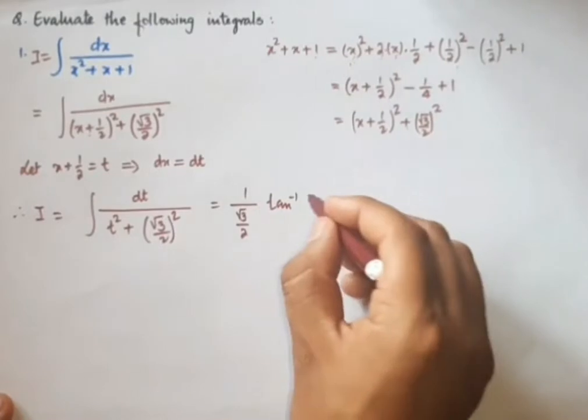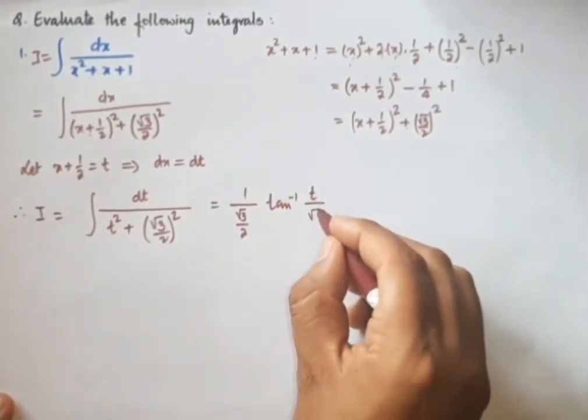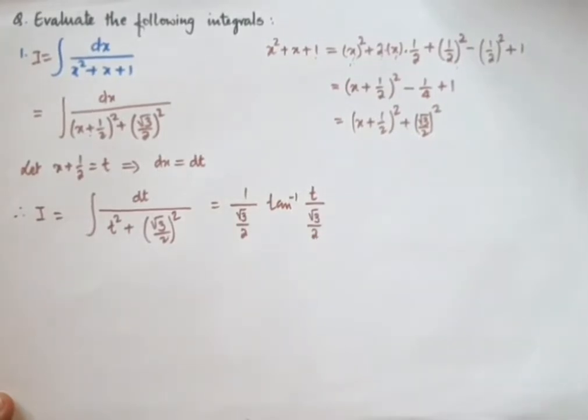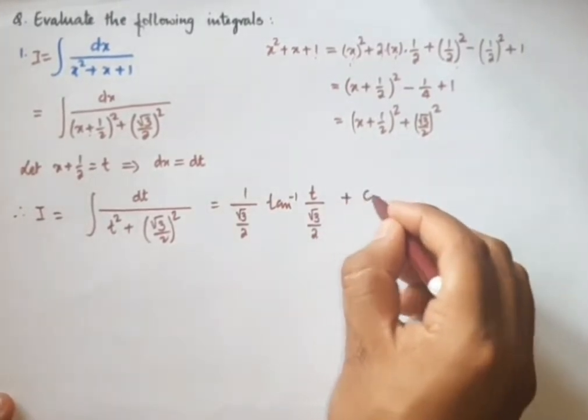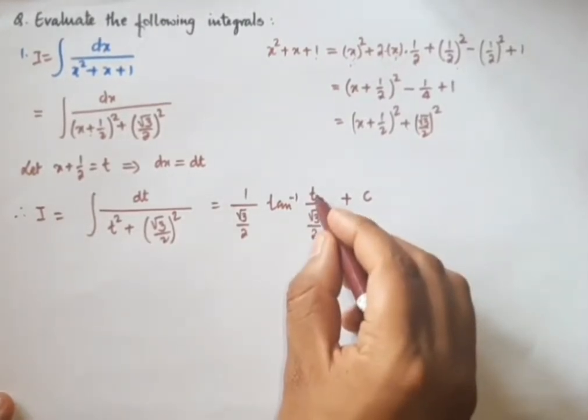And how much is x? X is t by a. A is how much? Root 3 by 2. Okay, now let us put the constant of integration, as we are done with the integral. Now let us substitute the value of t.